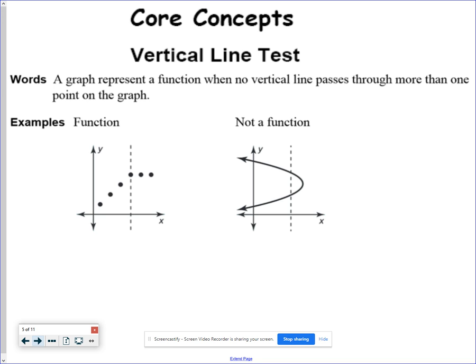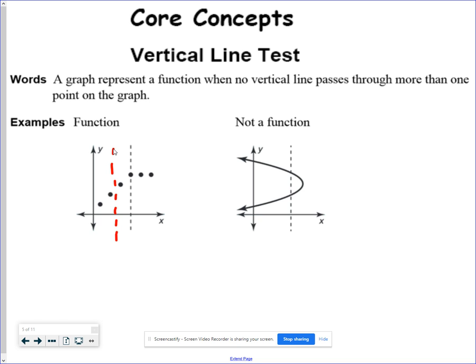So in the first example, it says it is a function with that dotted line. It hit one of the points. I could even say, well, I'm going to draw a dotted line right here, and it's not even going to hit anything. That's okay to not hit anything, but I can only hit stuff once. So this is a function because it passes the vertical line test. The second one says not a function, it's because it fails the vertical line test.